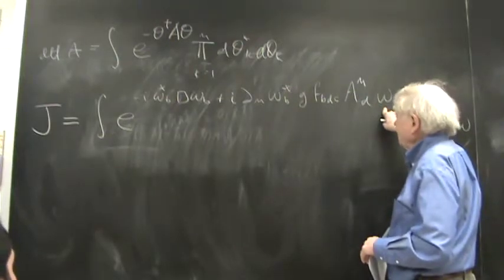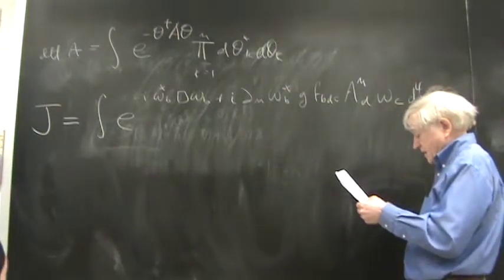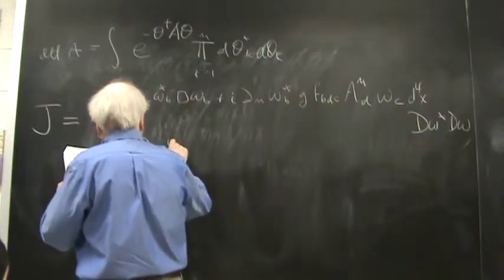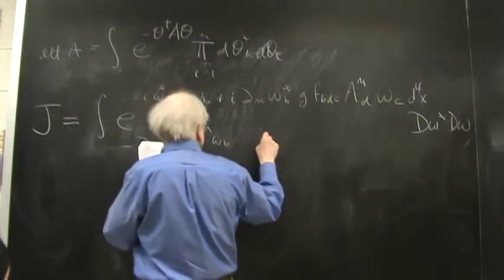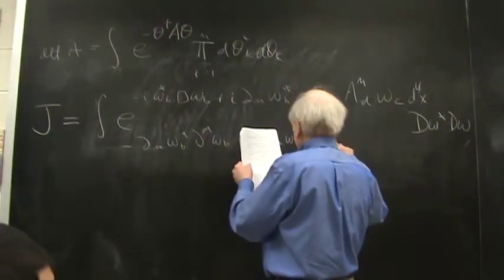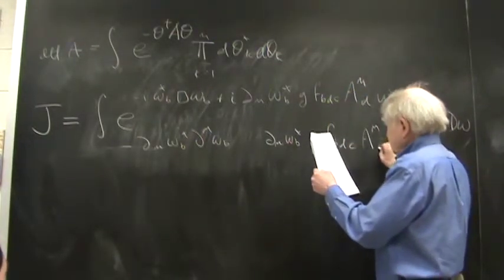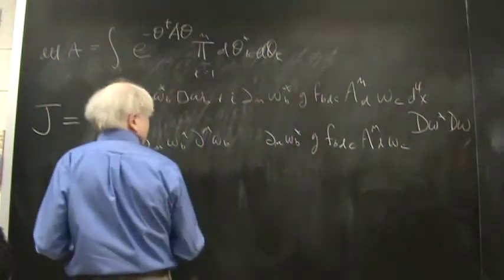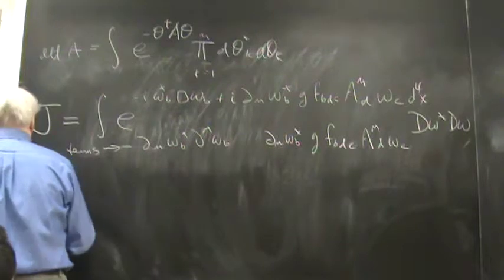And so what we've got is a new term in the Lagrangian, in the action, that contributes the terms minus ∂_μ omega B star ∂^μ omega B and ∂_μ omega B star g f B D C A μ D omega C to the action. So new terms.